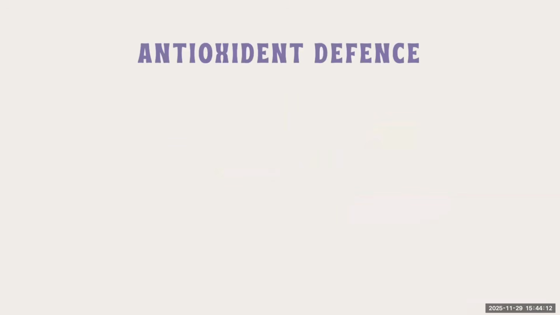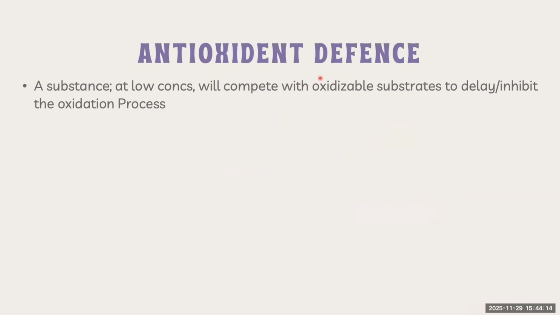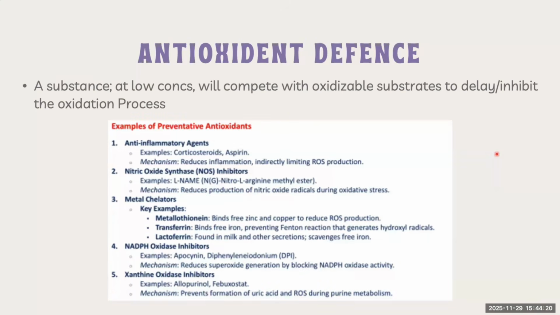Last slide of the lecture. So we'll be moving on to the antioxidant defense that we just discussed. So basically, what is an antioxidant? An antioxidant is a substance that at relatively low concentrations will delay or inhibit the oxidation process. What this basically means, in simple terms, is that antioxidants will donate their electrons to a free radical, and they will stop the free radical from stealing electrons.